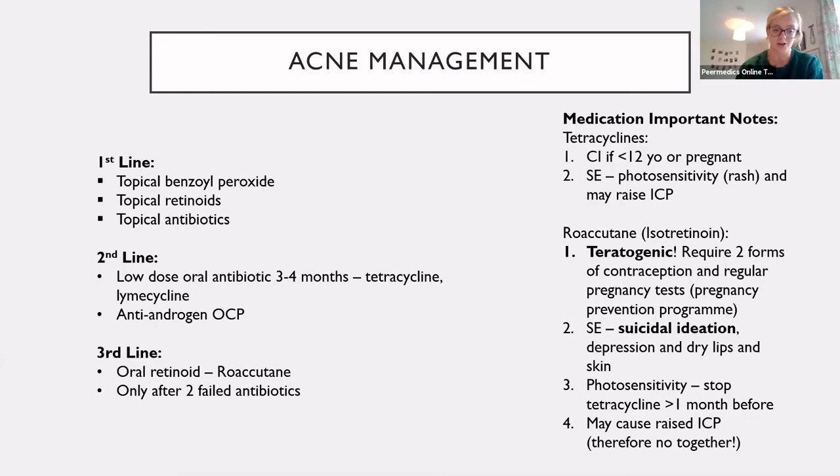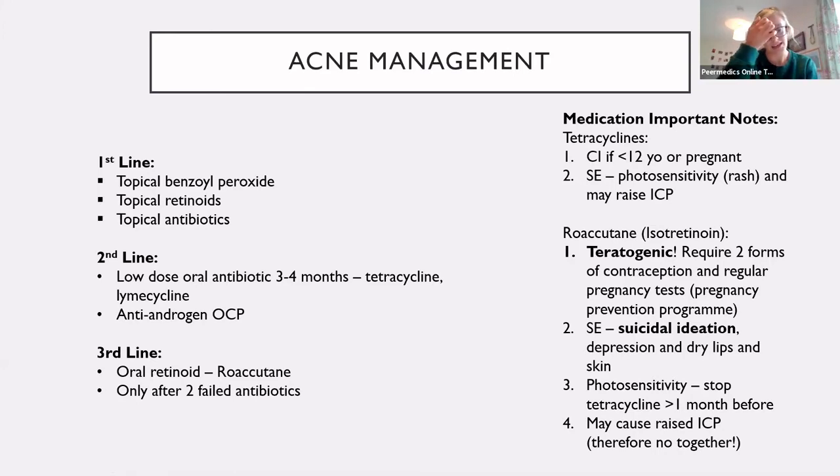Second line therapy for this can also be done in GP. So just a low dose oral antibiotic. You usually take it for 3 to 4 months, and it's usually a tetracycline. Limecycline is a good one to pick. Its only indication in the BNF is acne, and it doesn't have as much of the rules and contraindications as the other tetracyclines. Another option in females is an anti-androgen contraceptive pill, so something like Dianette can be useful.